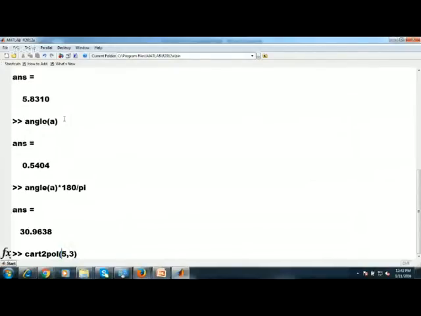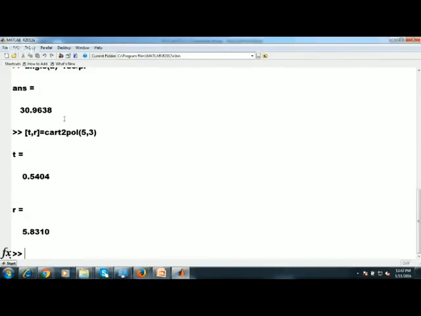Now to get the output, we require two outputs. So for that we have to put a square bracket, first t, comma r within square bracket, equal to. So the output we will get in t and r. Can you see, all of you? The arguments are 5 and 3. So we should get the absolute value and the angle value. So let us run this. See, t is the theta value and r is the rho value, the absolute value.